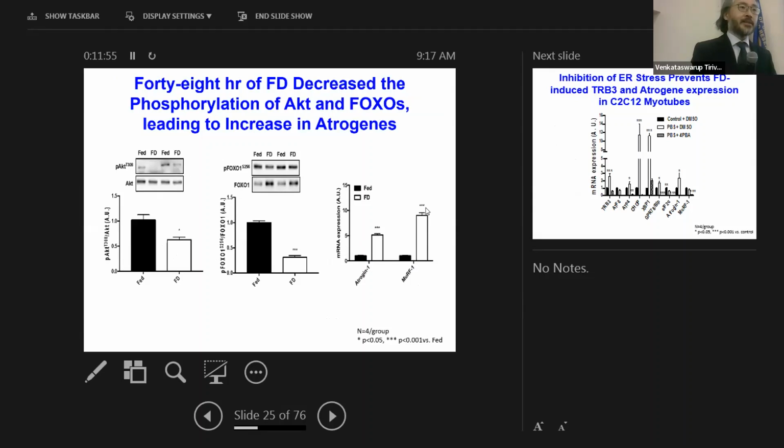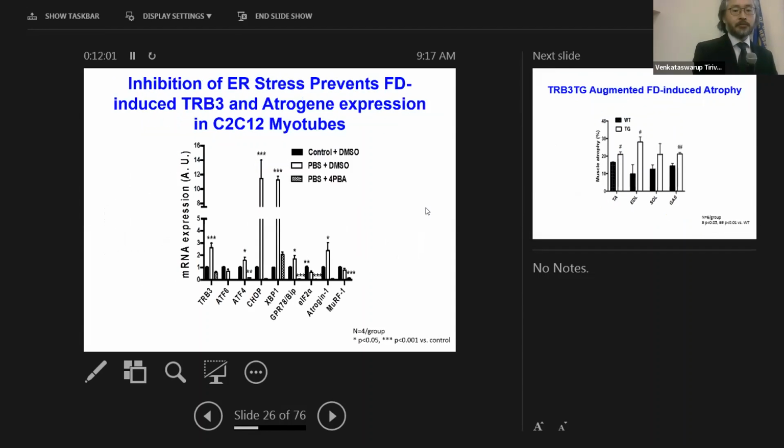This is exactly the same as what we saw from the TRB3 transgenic mice. So we are very excited about that, and we moved forward to look at it. The next question we wanted to address was, okay, now fasting seems to increase TRB3, so what is the mechanism? Again, as I said at the beginning, TRB3 is regulated by multiple stress conditions. So we first tested ER stress.